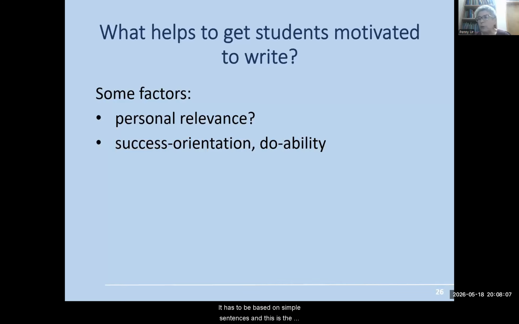And this is the reason why the picture one was so popular. It is very easy to write simple sentences about pictures of people and to indicate differences between them. So it's success orientation, doability, I should have said easiness, that sort of thing, that they should feel, I can do this. They immediately see the activity and they say, right, I'm able to do this. It's within my capabilities. I can succeed. I think that's a really, really important aspect.